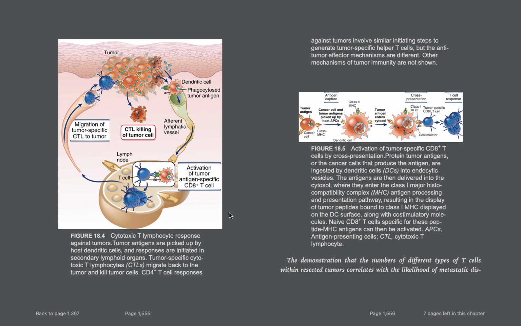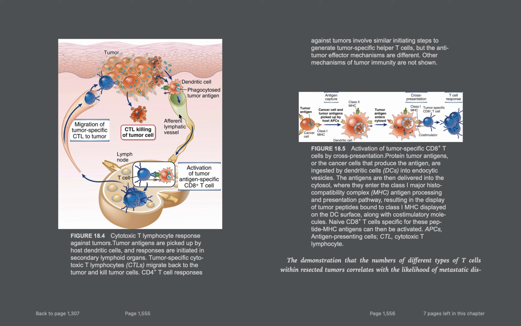So let us have a look at the diagram. We have the cytotoxic lymphocyte response against tumor. Tumor antigens are picked up by host dendritic cells and responses are initiated in the secondary lymphoid organs. Tumor-specific cytotoxic T lymphocytes migrate back to the tumor and kill tumor cells. The CD4 T cell response against tumor involves a similar initiating step to generate tumor-specific helper T cells, but anti-tumor effector mechanisms are different. Other mechanisms of tumor immunity are not shown.